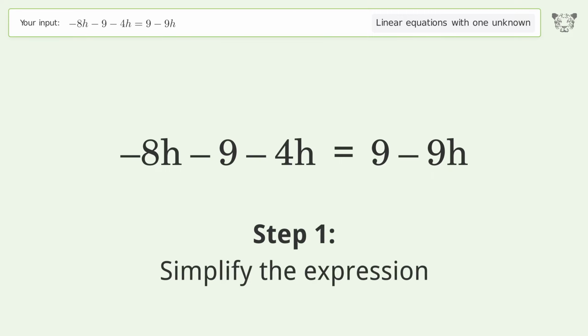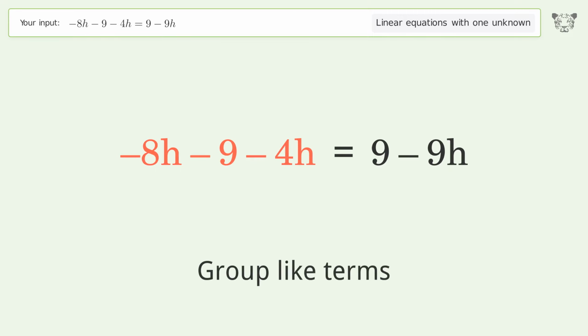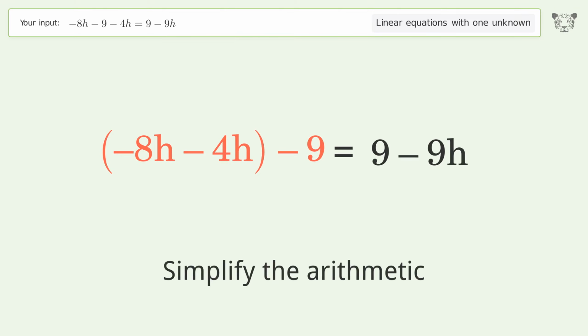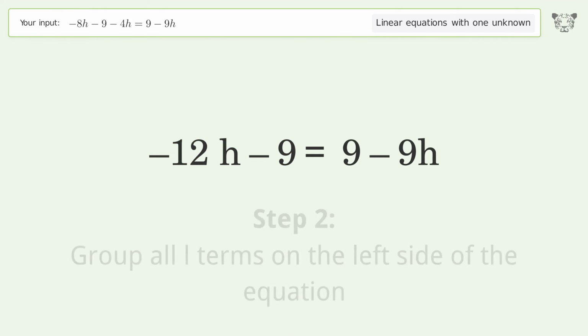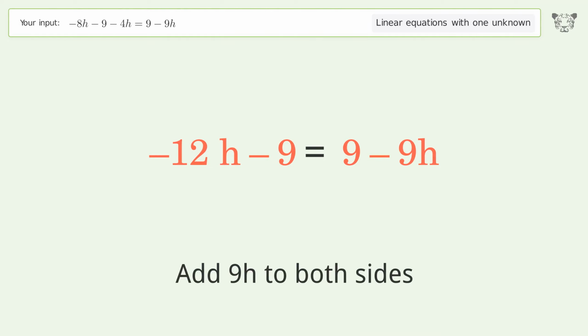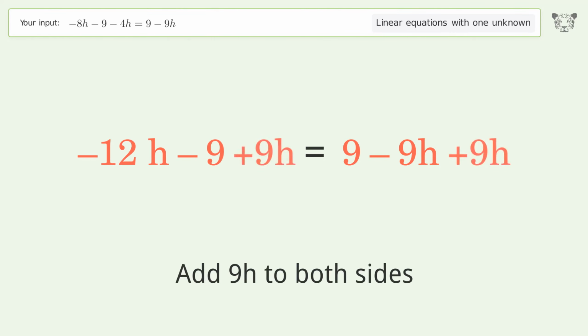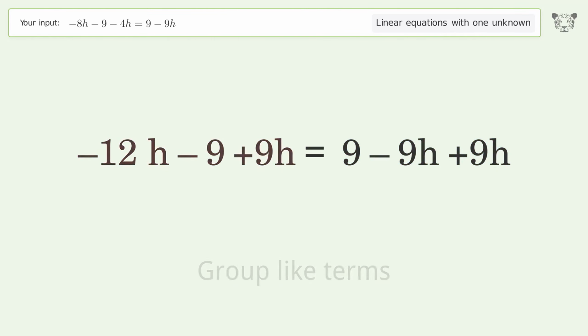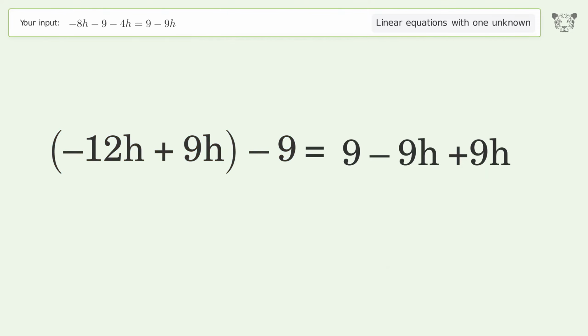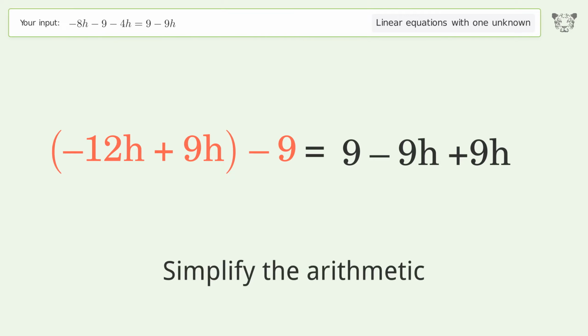Simplify the expression. Group like terms. Simplify the arithmetic. Group all h terms on the left side of the equation. Add 9h to both sides. Group like terms. Simplify the arithmetic.